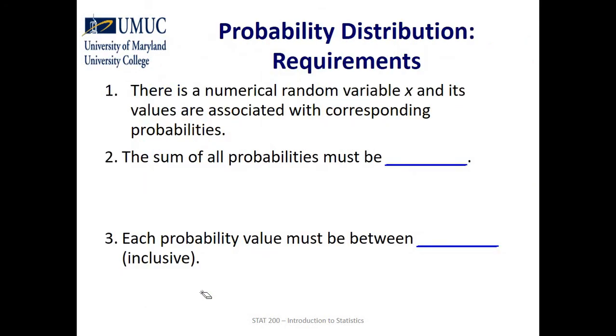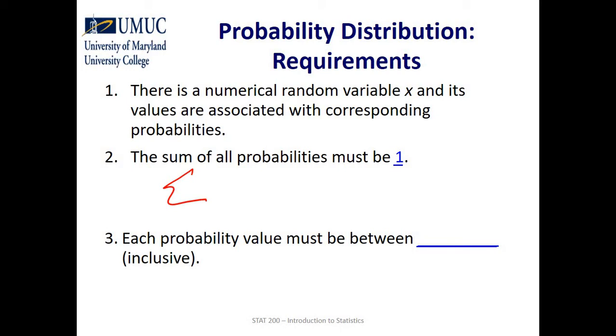So, like I said, there's a numerical random variable x, and its values are associated with a corresponding probability. The sum of the probabilities must be 1. If you think about this, think of it like a percentage. You can't actually give more than 100% of anything. 100% is the most you can give. So that's kind of what this is talking about.